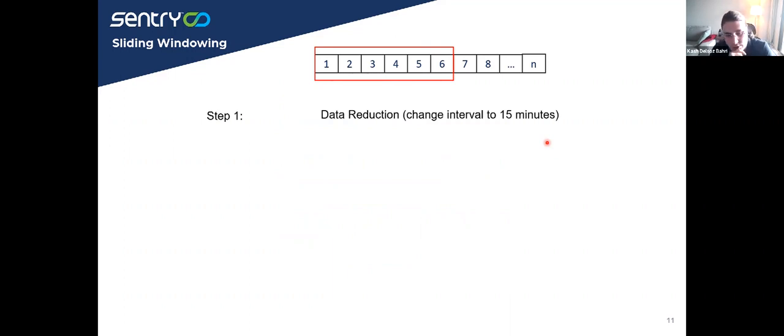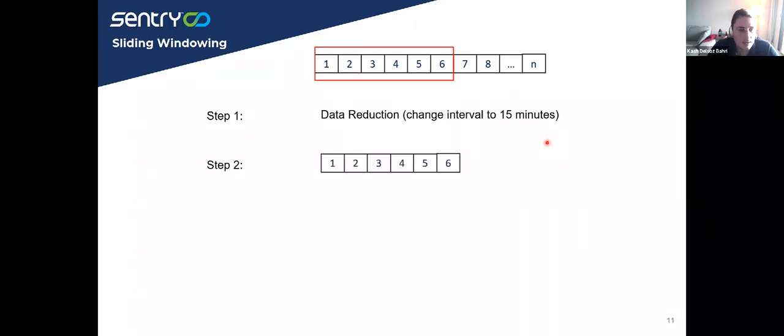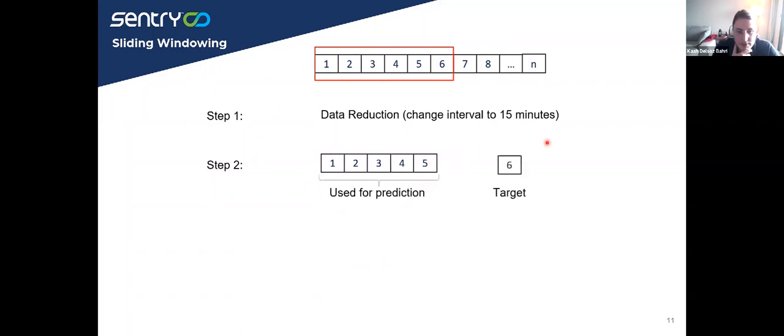The first step is data reduction. We basically change the default interval of the sentry signal, which is 1 minute, to 15 minutes. This has been done to reduce the data points and increase computation efficiency. It also smooths the signal a little bit to reduce false alarms. In step 2, we take the window and separate the last variable, which is the target of prediction. We do that to ensure we don't have data leakage. We don't want to have the target in the values that are used for the prediction.